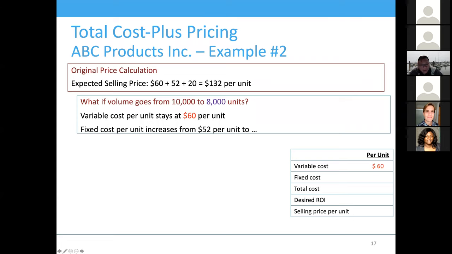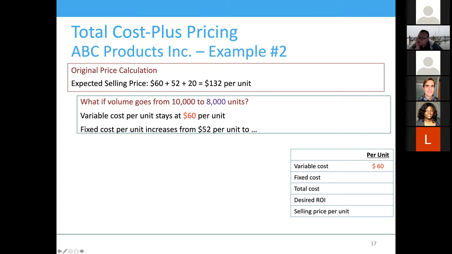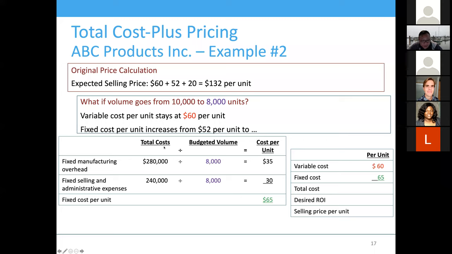Yeah, because we're using the same total cost numbers, right? Shouldn't that be 280,000 divided by the 8,000, and the 240,000 divided by the 8,000? So that is $35 and $30 respectively, equaling 65. Yeah, very good, thank you. You can also use 52 times 10,000 divided by 8,000, right? So the answer here is, Janaya is correct, it is 65.